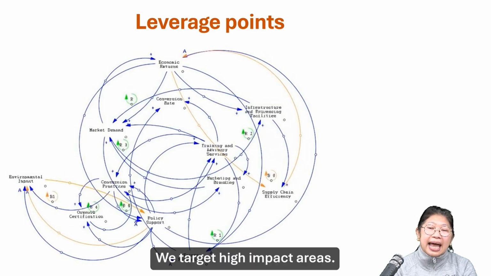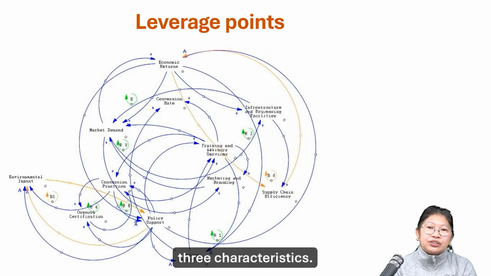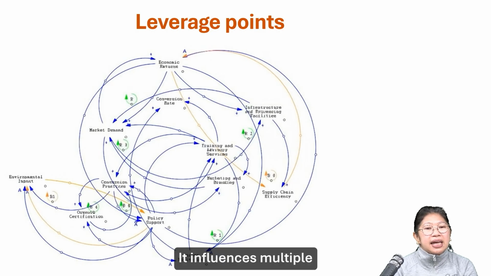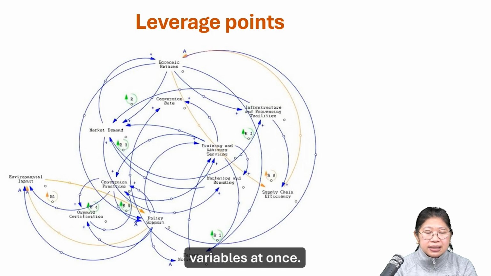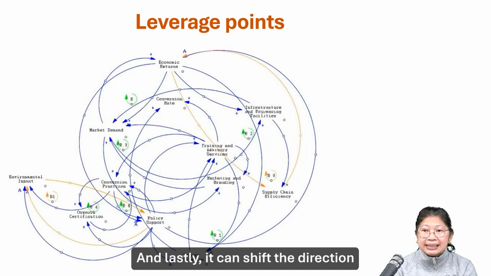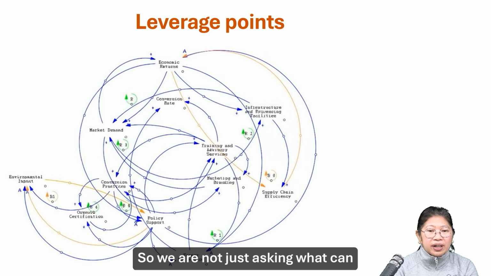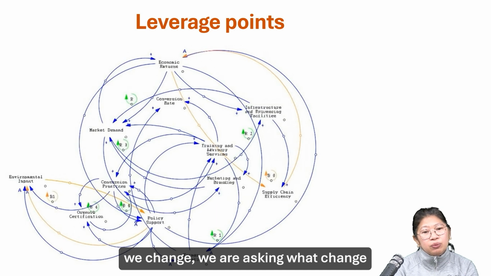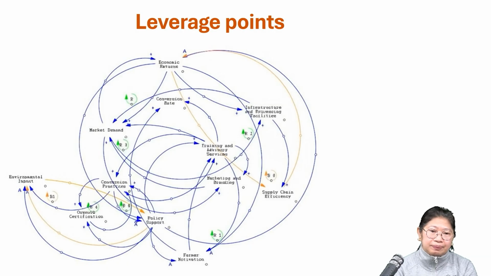We target high-impact areas. A good leverage point has 3 characteristics. It influences multiple variables at once. It sits within a feedback loop. And lastly, it can shift the direction or strength of that loop. So, we are not just asking, what can we change? We are asking, what change will cascade through the system?